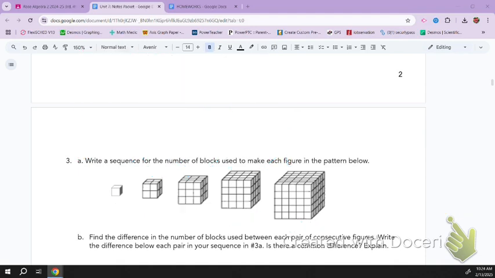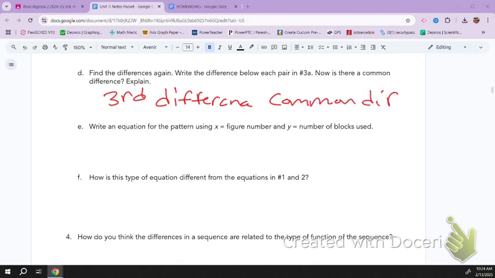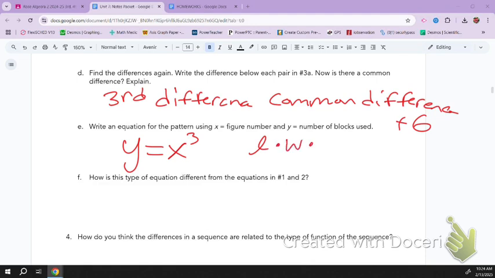So we finally get to part D, and the common difference is 6. It takes to the third difference to find the common difference of 6. So if we were to write an equation, it's going to be y equals x cubed, because we were dealing with a cube. We had our length, our width, and our height there, and they were all the same. That second block was a 2 by 2 by 2 to get 8. The third block was a 3 by 3 by 3 to get 27, and so on.